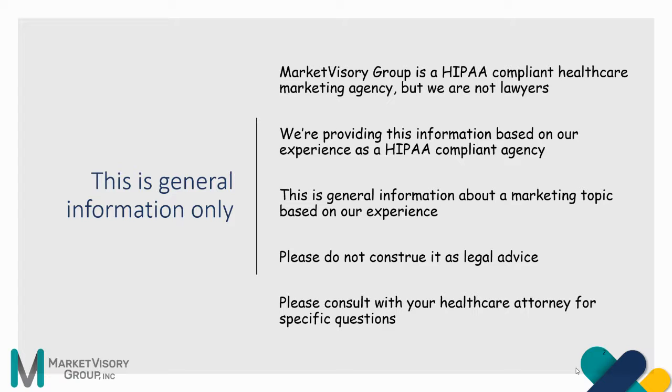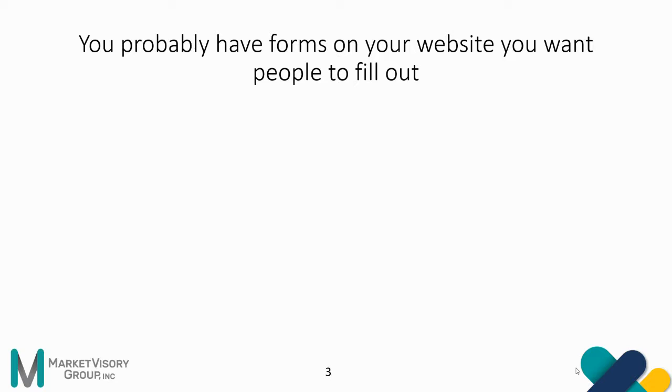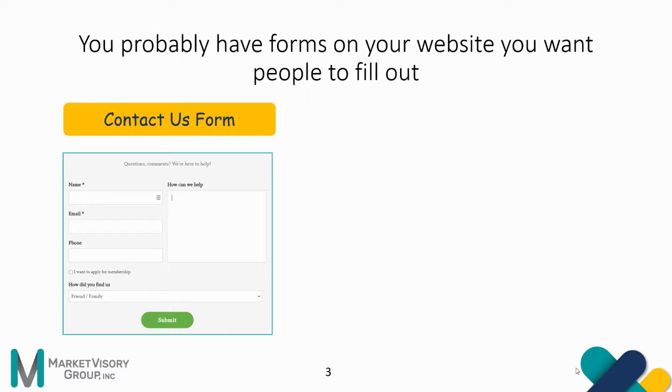So with that out of the way, we're pretty sure that you have forms on your website that you want people to fill out. The most common example is a contact us form. Looks very familiar. You ask for the name and the email, maybe a phone number, and then you've got this open box. This one says, how can we help? But you could say, leave us a message. Whatever you say, it's an open box and people can type in pretty much whatever they want in it.